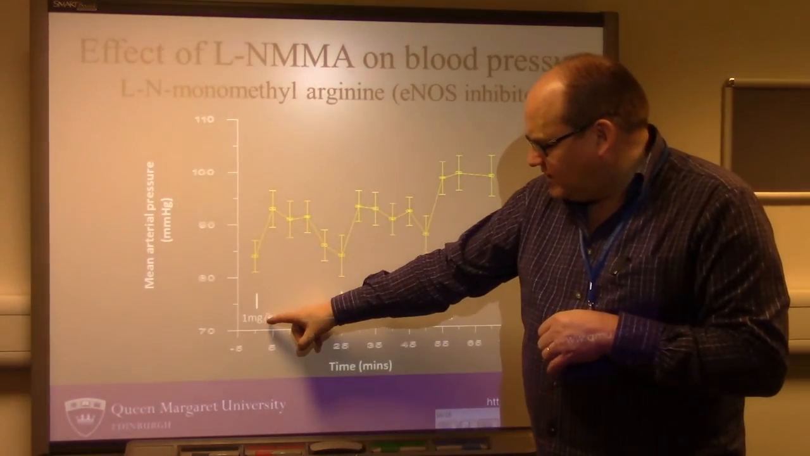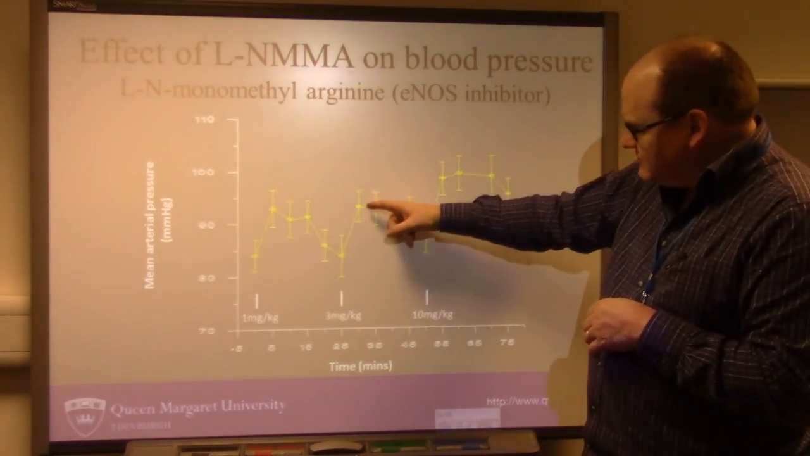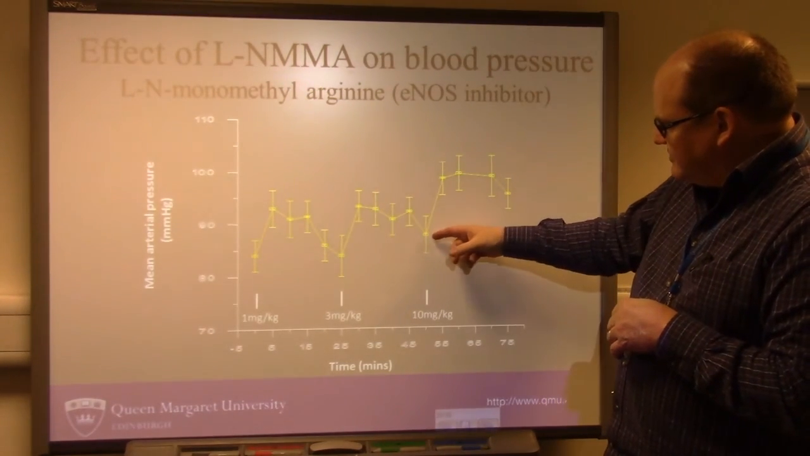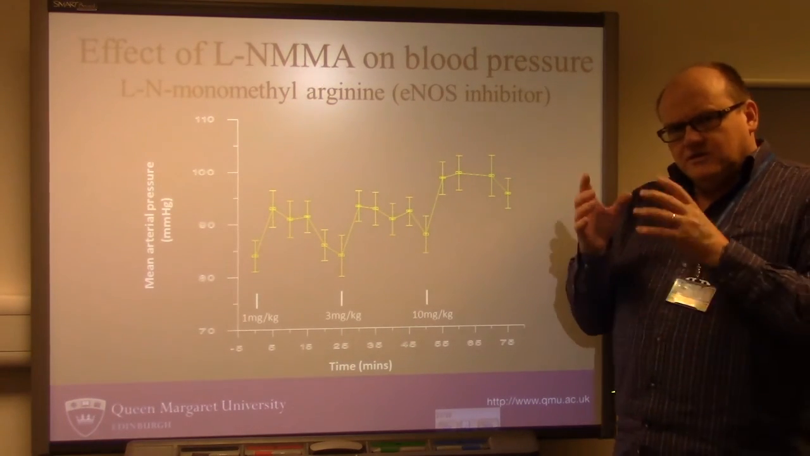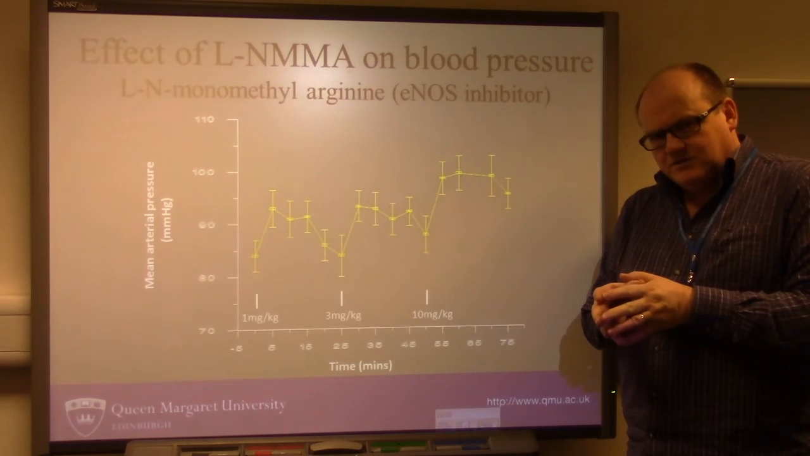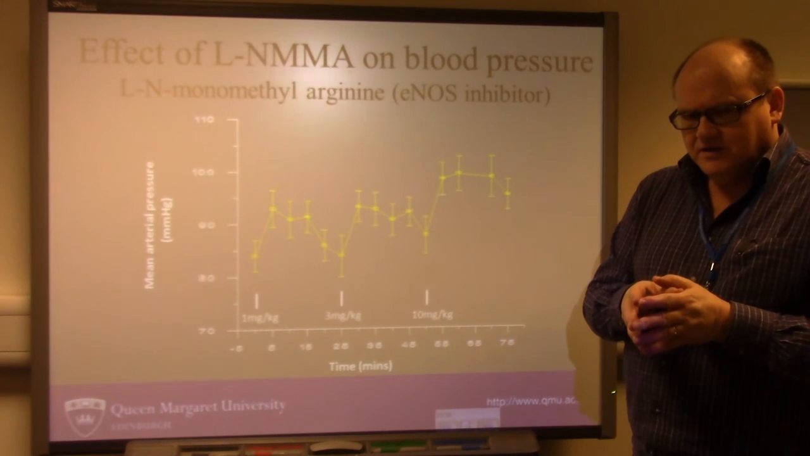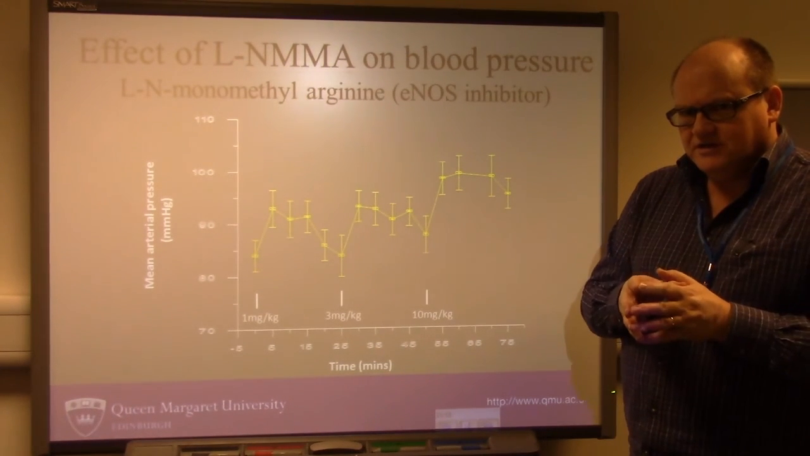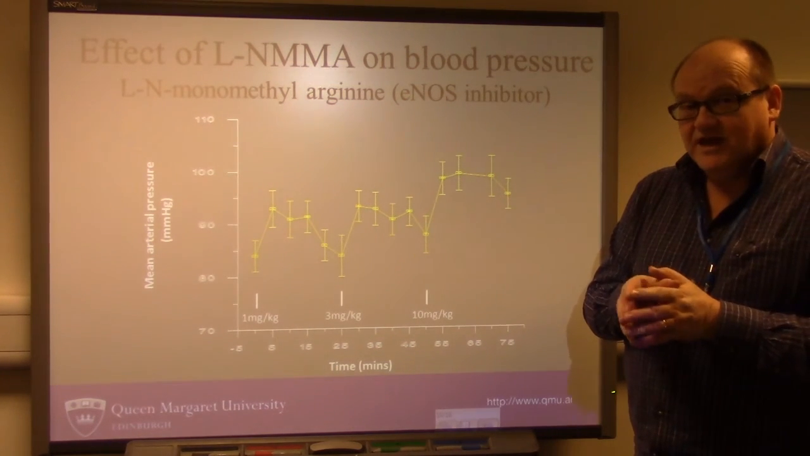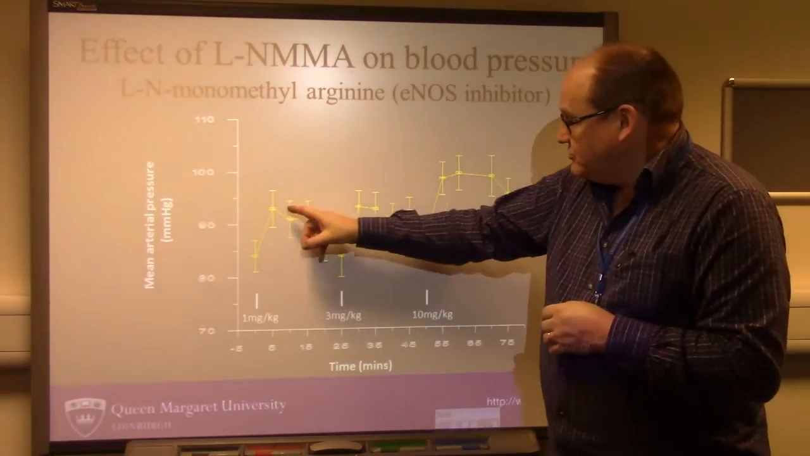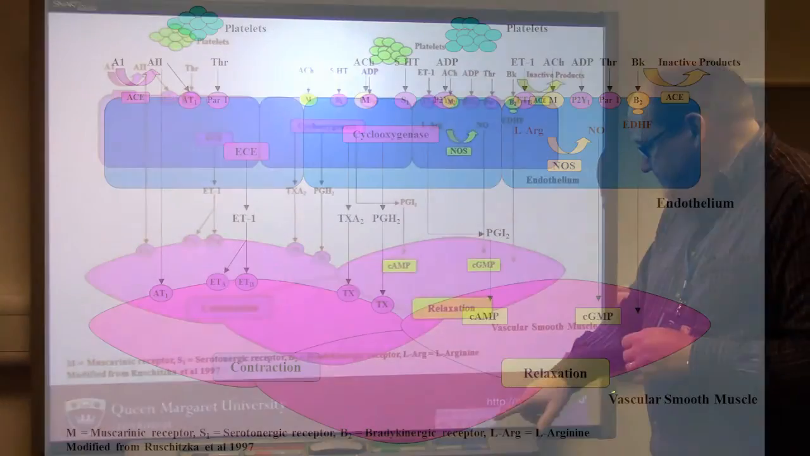There's the pressure. We give the first dose of the drug, pressure rises, drops back down. Give the second dose of the drug, pressure rises. Give the third dose of the drug. So what you can see there is we have a dose-dependent response. The more we inhibit the eNOS enzyme, the more we see a reduction in nitric oxide. That results in a reduction in dilatation. The vessels then constrict, and we get elevations in blood pressure. And the blood pressure rises with each subsequent dose. So it's a dose-dependent manner.